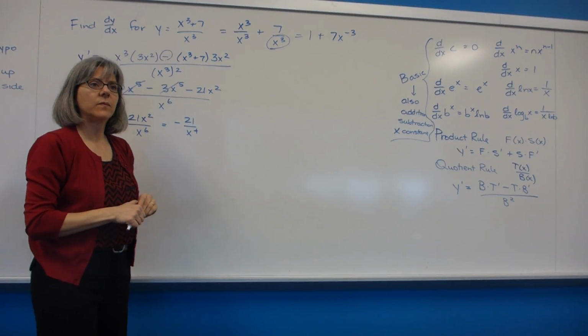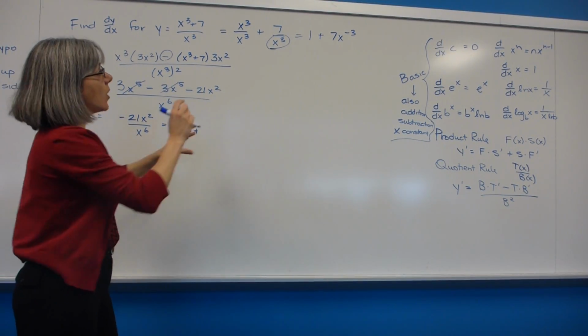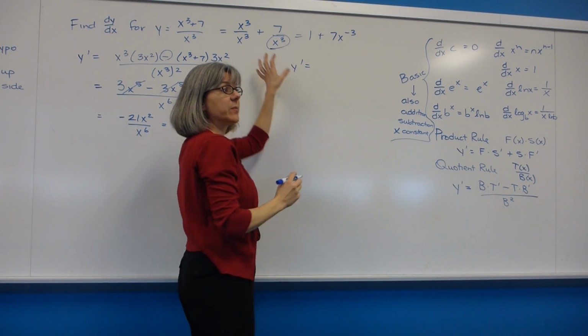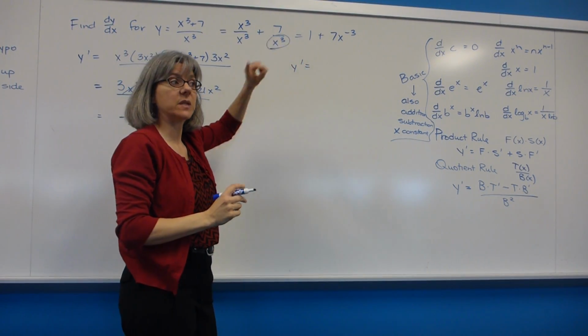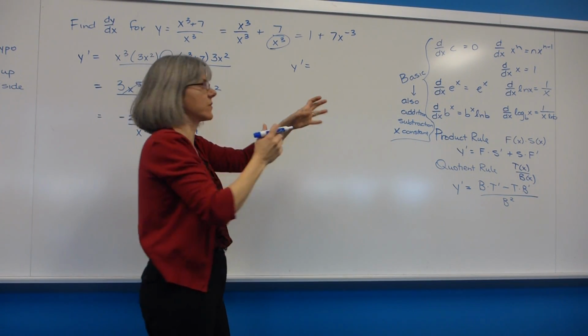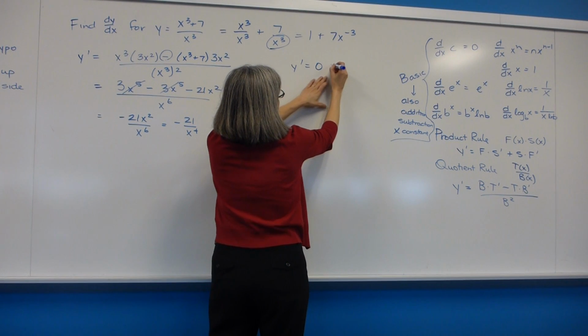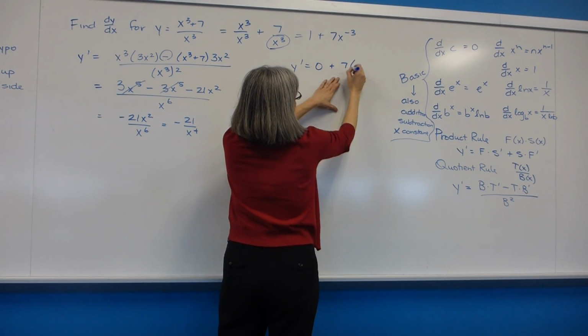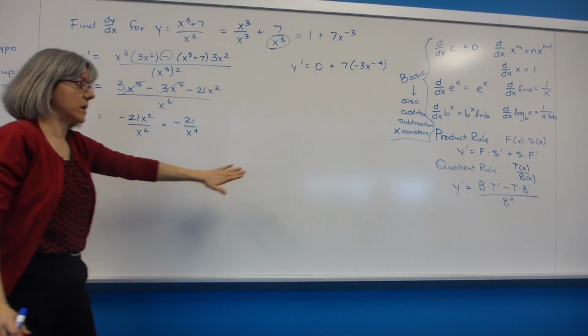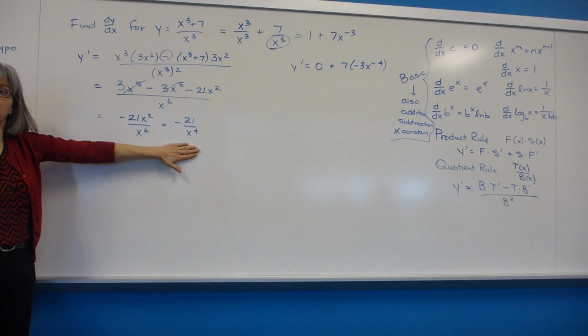You did 2 different answers. Oh, I didn't. I'm just rewriting y. So then when I find y prime, remember the rewrite is not the derivative. That's a mistake some people made on the test as well. The rewrite is just rewriting the function a different way. The derivative here would be 0 plus 7 times negative 3, x to the minus 4, negative 21 times x to the minus 4.